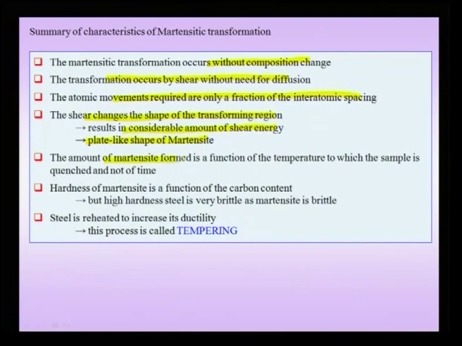The amount of martensite formed is a function of the temperature to which the sample is quenched, and not a function of the time for which you hold the sample. The hardness of martensite is further a function of the carbon content, but with increasing carbon content, though the hardness increases, the sample also becomes more and more brittle, and we will have to undertake treatments like tempering to get some amount of ductility back. In other words, I can do a quench treatment which gives martensite, and this quenching has to be followed by a tempering treatment, so that I have a combination of ductility and strength. In other words, the toughness of my sample can be enhanced.